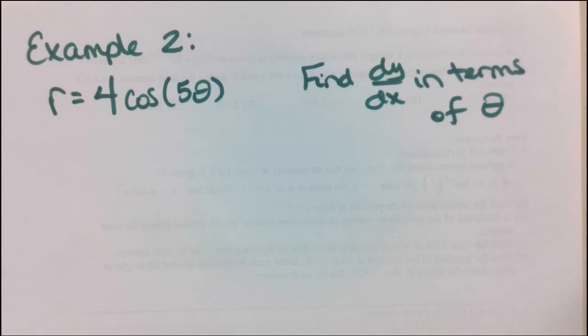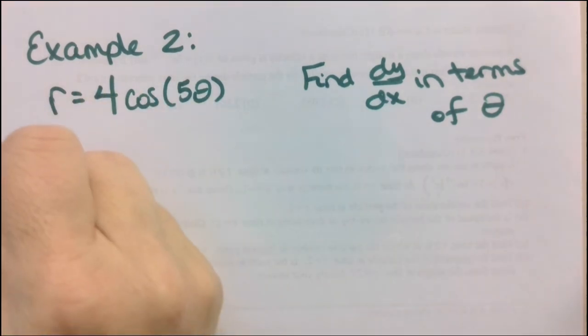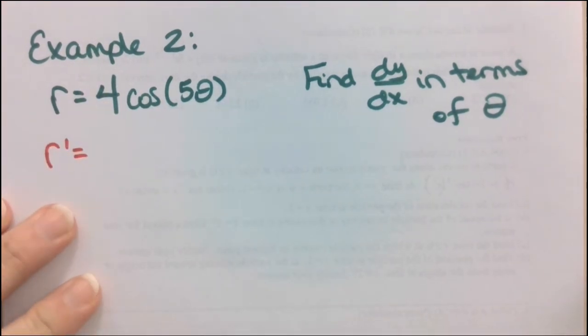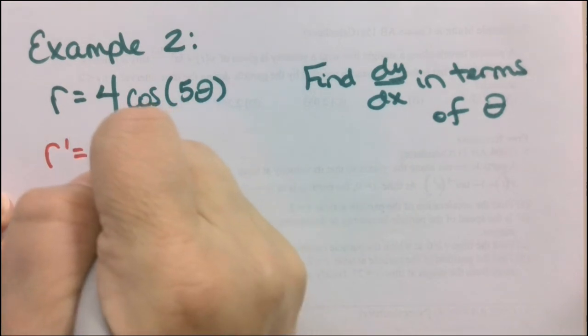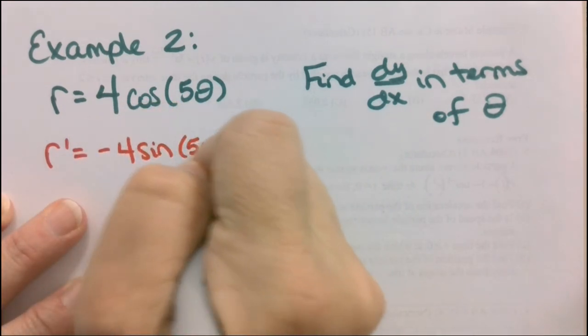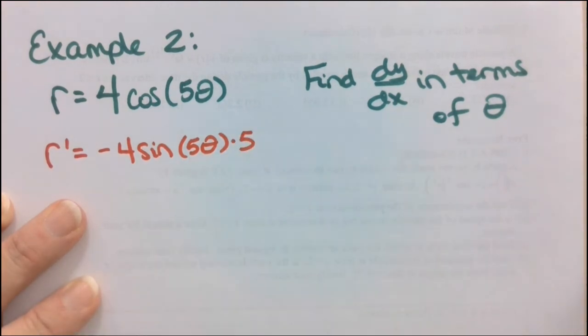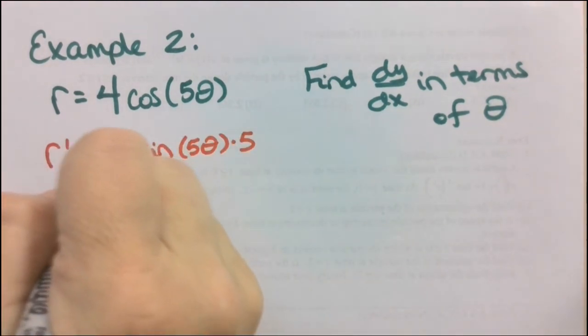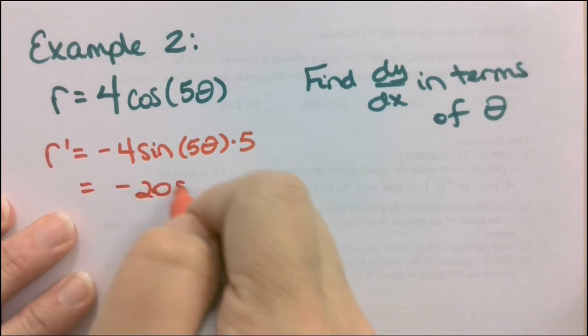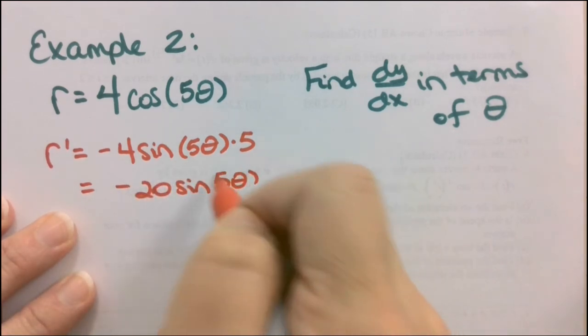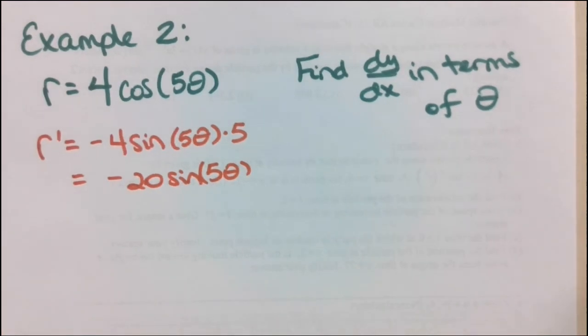Okay, we're going to do one more example here. r is equal to 4 times cosine of 5 theta, and we want to find dy/dx just in terms of theta. Again, to start out, I'm going to find r prime. The derivative would be equal to negative 4 sine of 5 theta times 5. We have to do a little chain rule on that one, and I'm going to simplify that to negative 20 sine 5 theta.